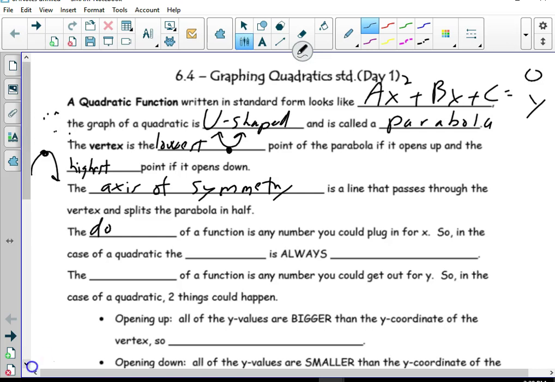Now, the domain. Domain, D-O-M-A-I-N, of a function is any number you could plug in for x. So in this case, the domain will always be all real numbers, that funky R with two lines. In other words, if you have a parabola, it's just going to keep going left and right forever and ever.